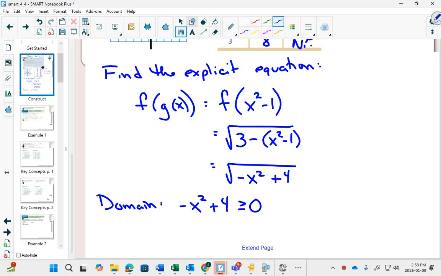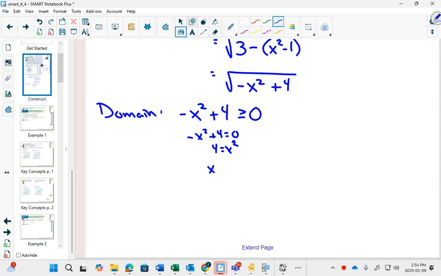How did we solve those inequalities? We first made them equal. So I'll make it equal. I'll move the x squared over. I get x is equal to plus or minus 2. I draw my number line. Label negative 2, label 2. And since it has the equal sign, I get a color.